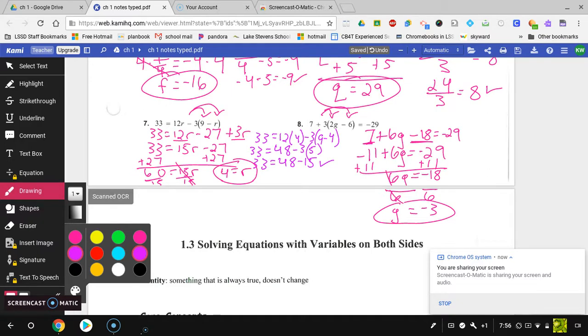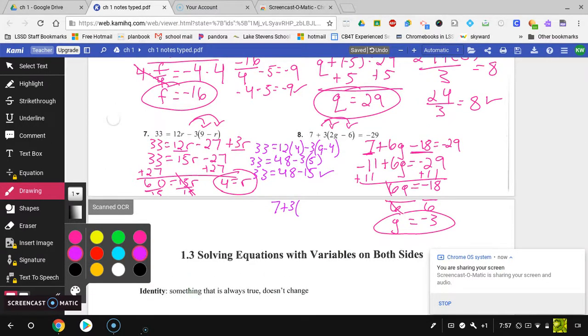I always want to go back and check my answer so I can plug it back in, make sure it does in fact work. So I have 7 plus 3 times 2 times negative 3 minus 6 equals negative 29. So inside my parentheses, 2 times negative 3 is negative 6. Negative 6 minus 6 is negative 12. I'll bring everything else down. So then I'll do my multiplication next. 3 times negative 12 is negative 36. So I'll have 7 plus my negative 36, which does in fact equal negative 29.